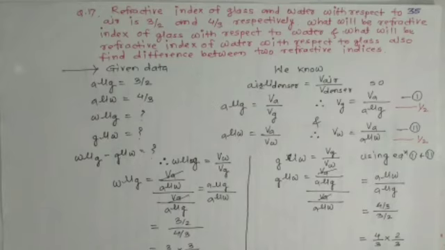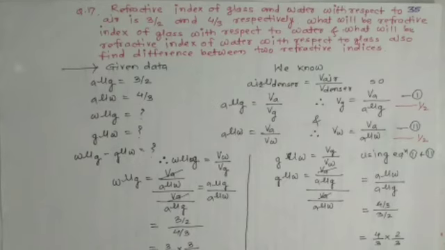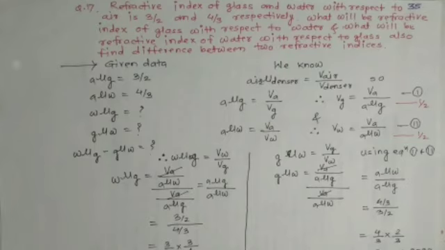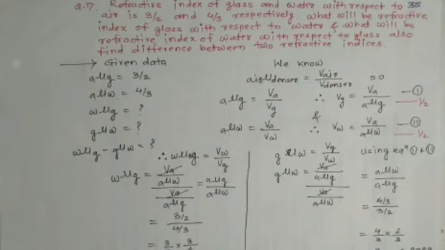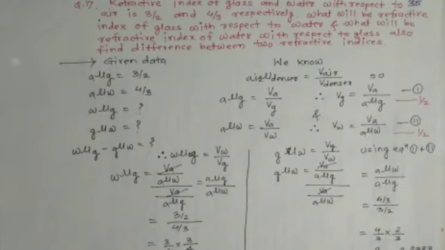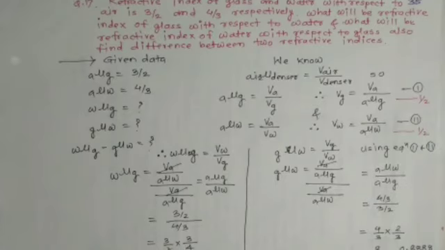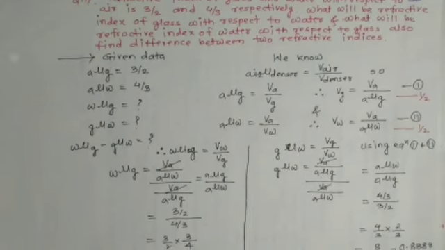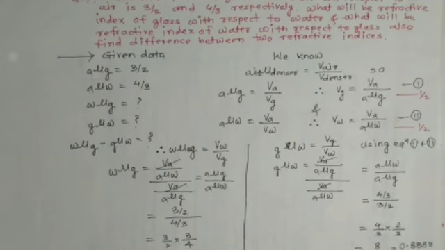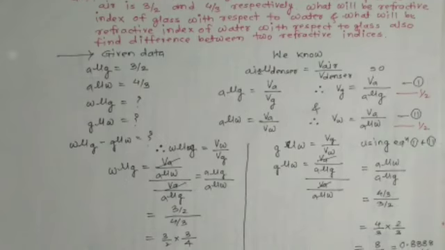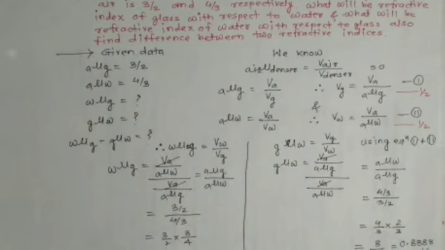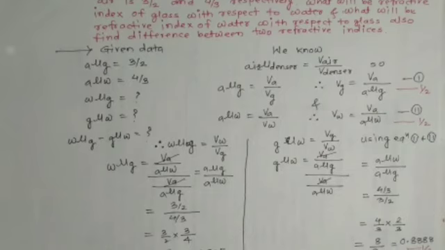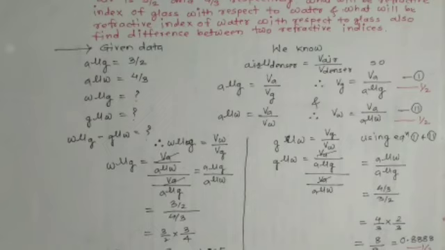Question number 17 is based on numerical. The refractive index of glass and water with respect to air is 3 upon 2 and 4 upon 3 respectively. What will be the refractive index of glass with respect to water, and what will be the refractive index of water with respect to glass? Also find the difference between the two refractive indices.